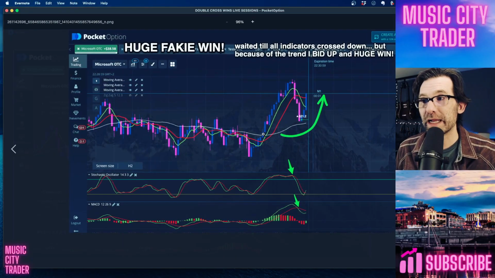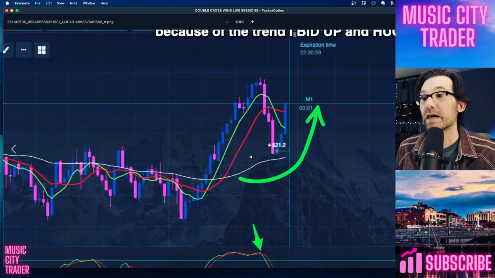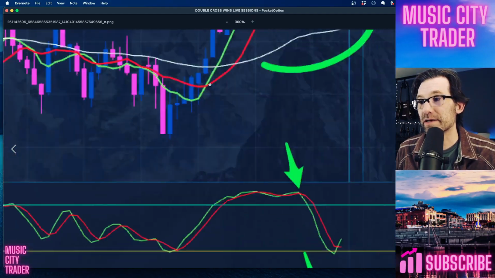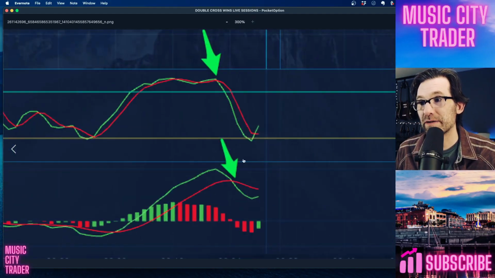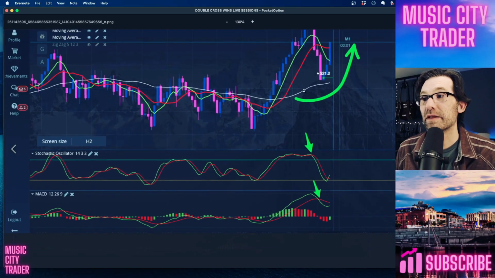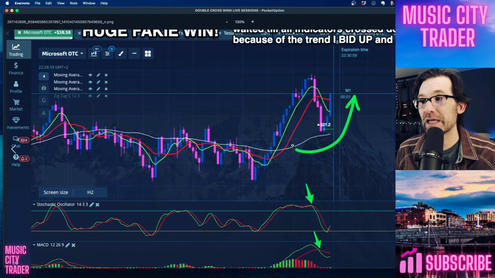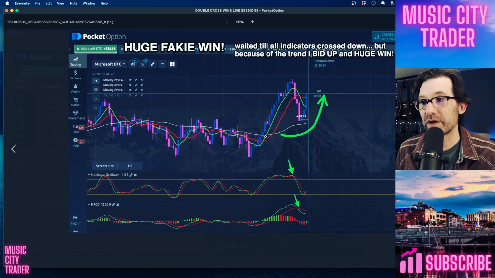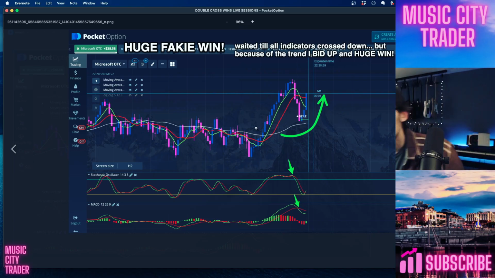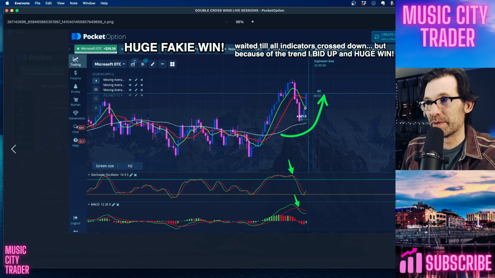What happened here was the stochastic crossed down, the MACD crossed down, like perfect. These were perfect setups. But I am in a long, or at least I am above the moving average, so I'm up here. That is key. I'm above the average, and I'm getting close to the white line. So I think that this is generally going to go up.